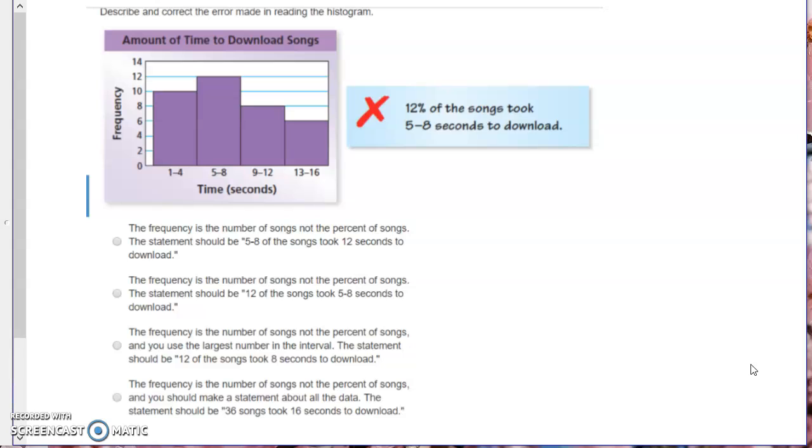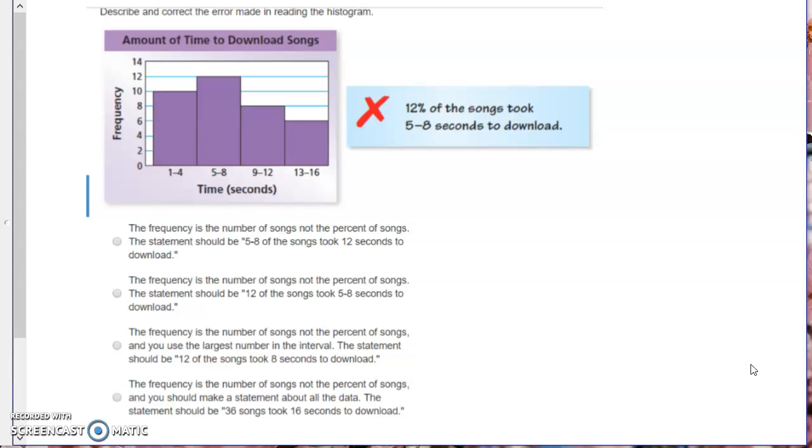Well, this is not telling me percent, this is telling me frequency. So I know that that's a mistake that they made. There is a frequency of 12 songs, meaning there's 12 songs that took 5 to 8 seconds, but that's not 12%. So when I read through the first statement, it says the frequency is the number of songs, not the percent of songs. That sounds right.